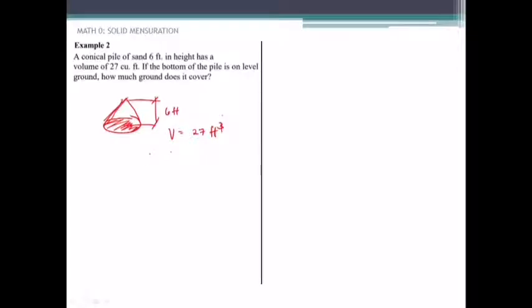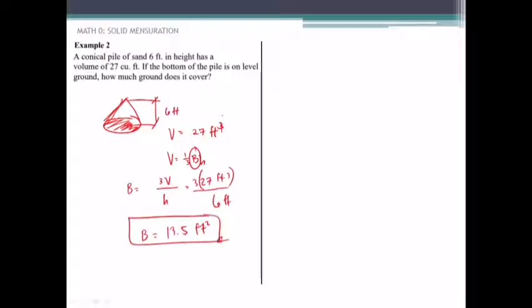So, from the formula of volume, that is 1/3 base times height. So, we are finding the base. So, base is equal to 3V over height. That is 3 times 27 cubic feet, divided by the height of 6 feet. So, the base now is equal to 13.5 feet squared. Okay. That was wrong.